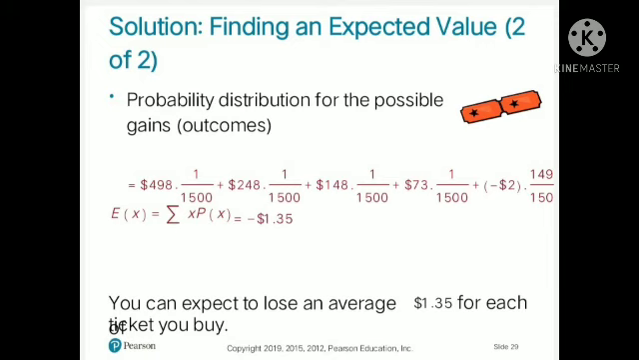$498 times 1 over 1,500 plus $248 times 1 over 1,500 plus $148 times 1 over 1,500 plus $73 times 1 over 1,500 plus -$2 times 149 over 150 is equal to -$1.35. You can expect to lose an average of $1.35 for each ticket you buy.